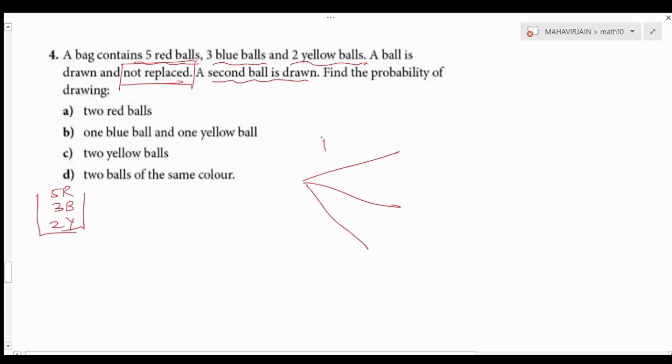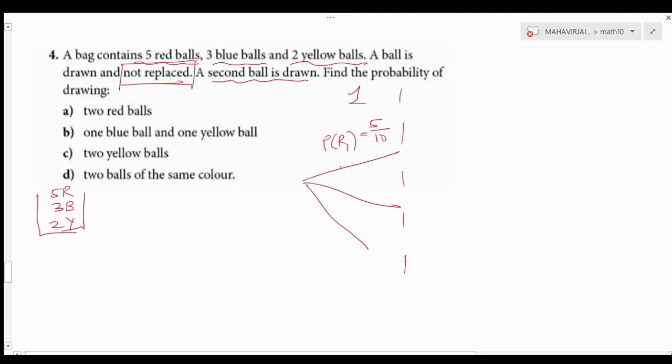So probability red and 1. Again, first draw. So this is my first draw. I draw a line here. Do you understand this? So probability red in first row is 5 reds out of total. Total is how many? 10.